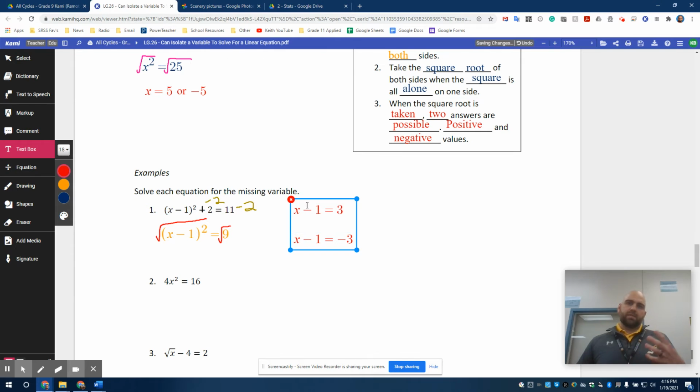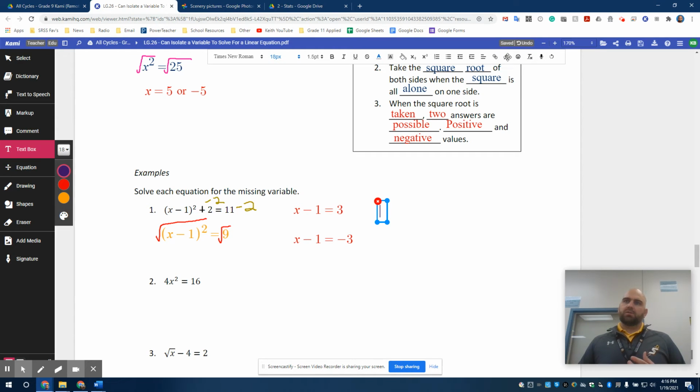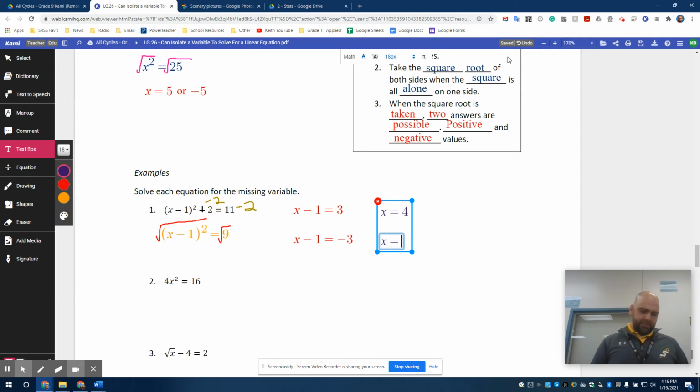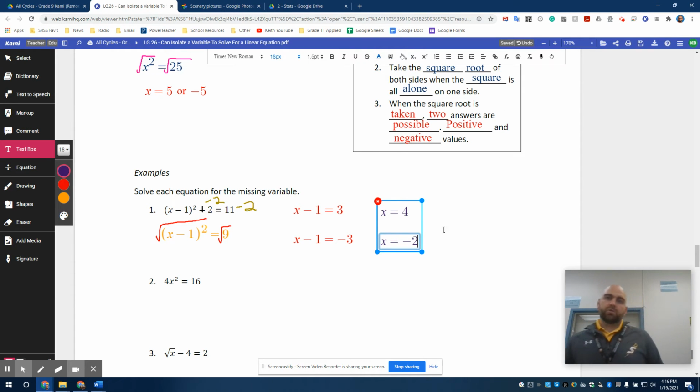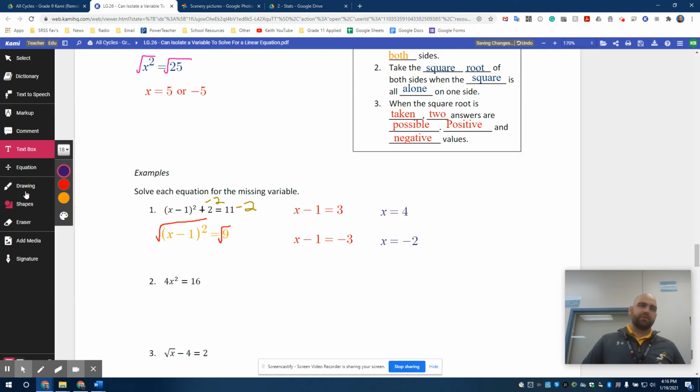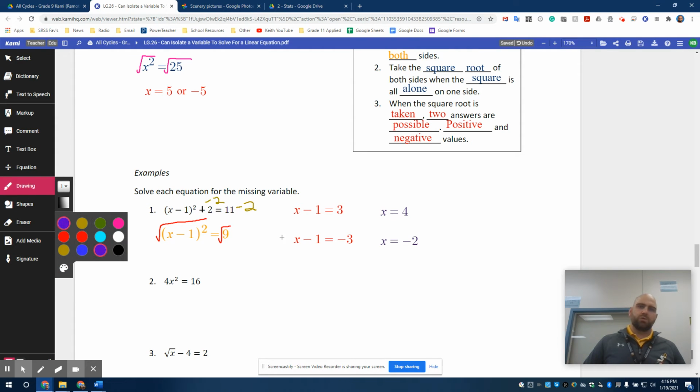And so then in this case here, we need to add 1 to both of these to try to solve. But what we're going to get, and these are two different cases, if we add 1 to both sides here, we get x is equal to 4. And if we add 1 to this side, we get that x is equal to negative 2. We actually have two different answers, and I'm going to go through and do the work here.